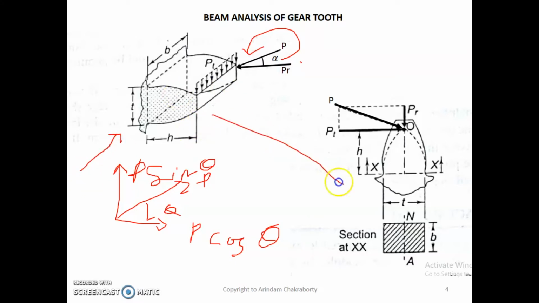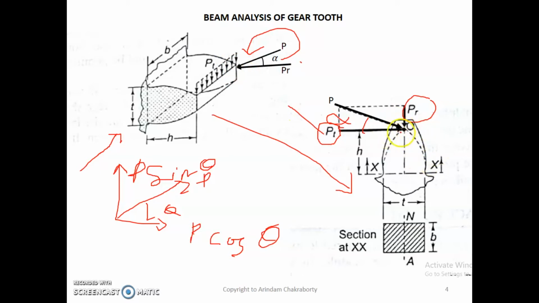When we are observing from the front view, we could see that a force P is acting over here, for which two forces are generating. Let us consider this to be alpha, the pressure angle. What will happen? It will be the cos component, and this will be your sin component. So you may ask me, sir, the force is acting over here, but you are showing it inside this.